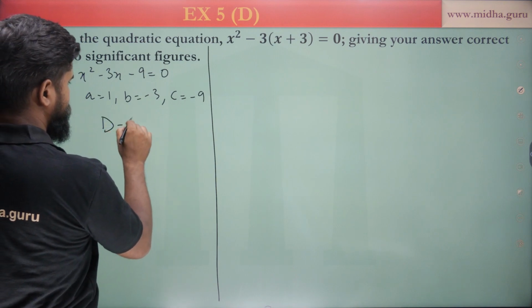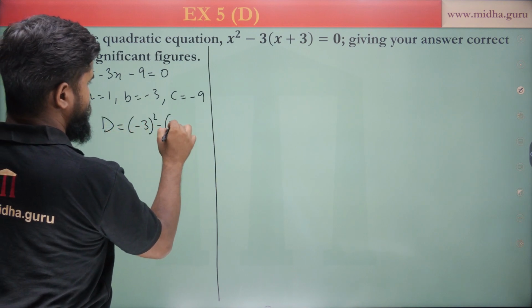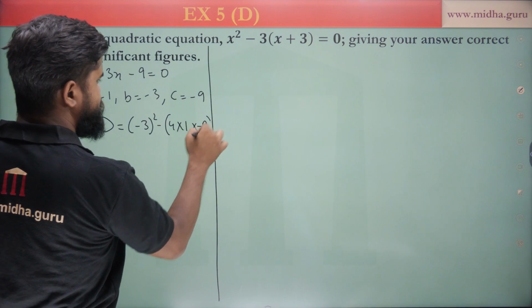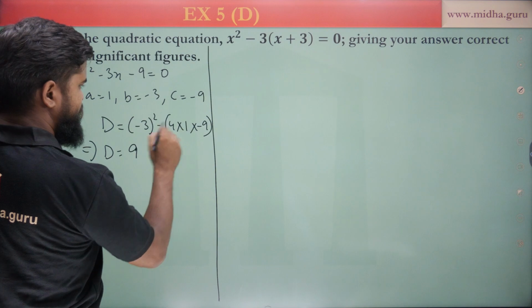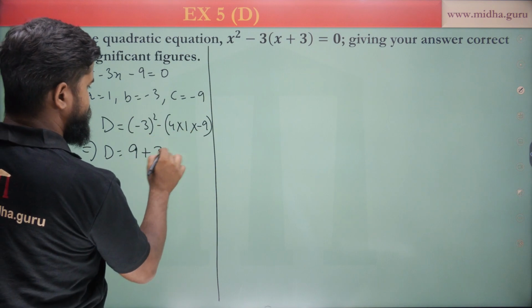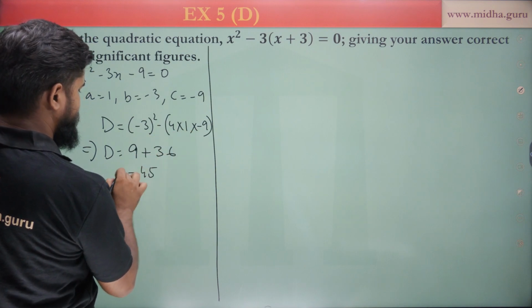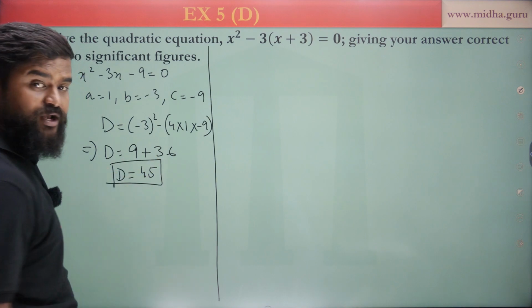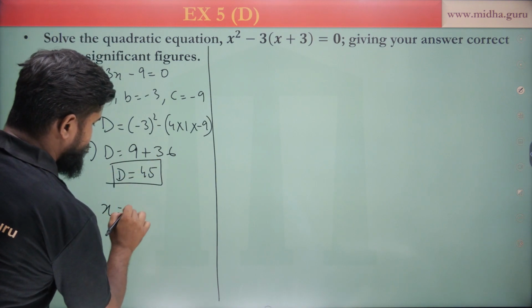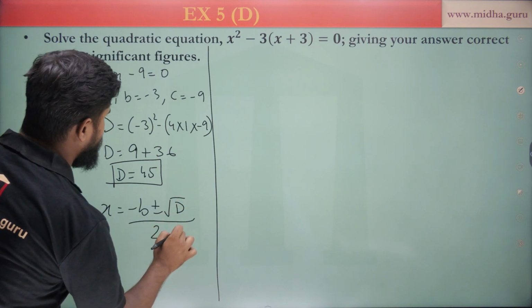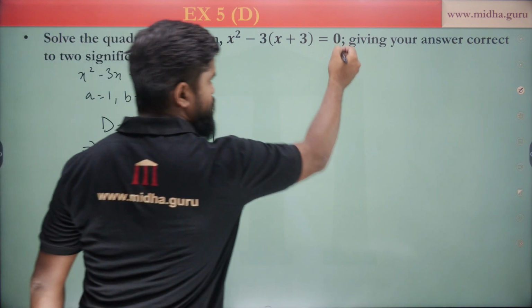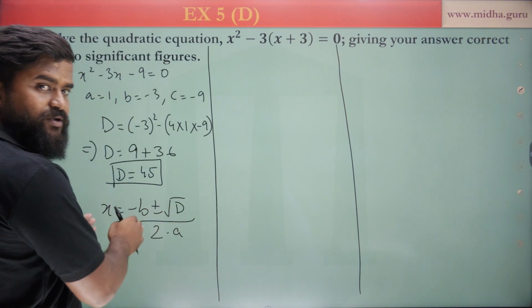The discriminant will be b squared minus 4 into a into c. So minus 3 squared is 9 and minus becomes plus 4 into 9 is 36. So we'll write it as 45. So the discriminant is 45. x is equal to, as we know, minus b plus or minus the root of d by 2 into a. Now we'll just substitute all these values into this equation.